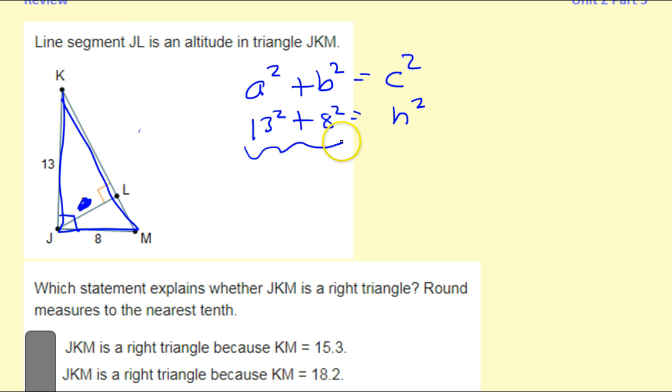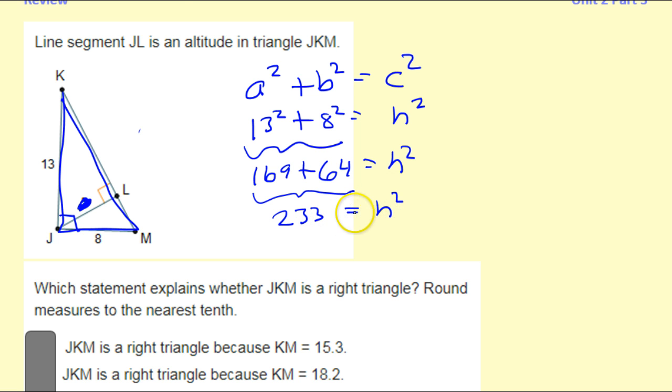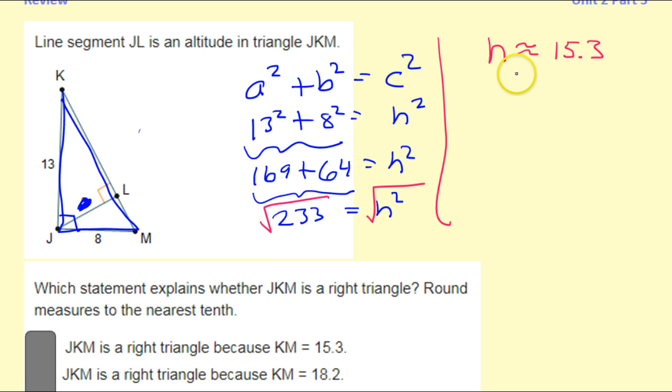Alright, so we could calculate this out. 169 plus 64 is equal to hypotenuse squared. So that's 233 is equal to the hypotenuse squared. If I want to get h by itself unsquared, I need to take the square root of both sides. Rounding to the nearest tenth, the hypotenuse is 15.3. The hypotenuse, of course, is segment KM. So the length of KM is approximately 15.3.